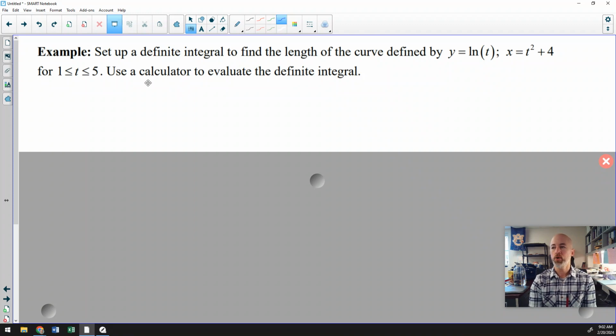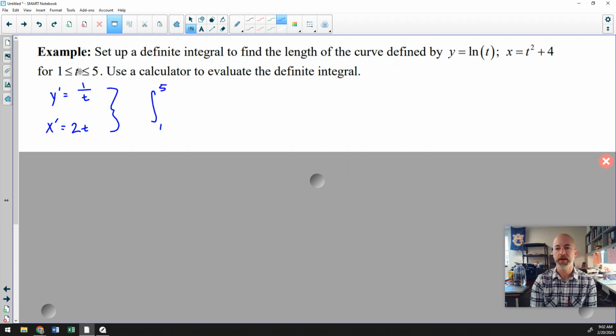And so I know I will need the derivative of y and I will need the derivative of x. Hopefully neither one of these is going to be crazy difficult. The derivative of y, and we are differentiating with respect to t here, so dy/dt, or y prime, would be 1 over t. The derivative of your x expression would be 2t. And then we simply roll that into our definite integral, 1 to 5. And I gave you the values of t here.